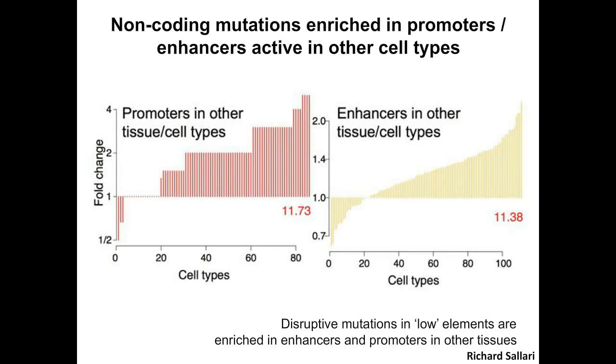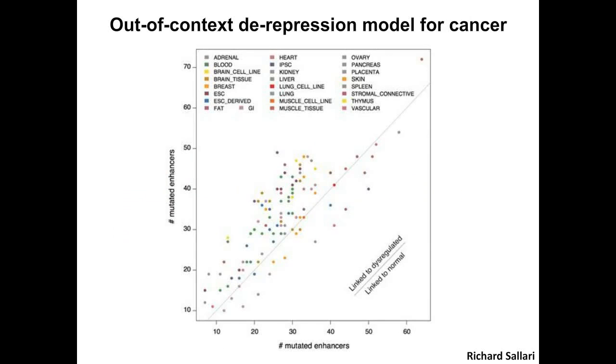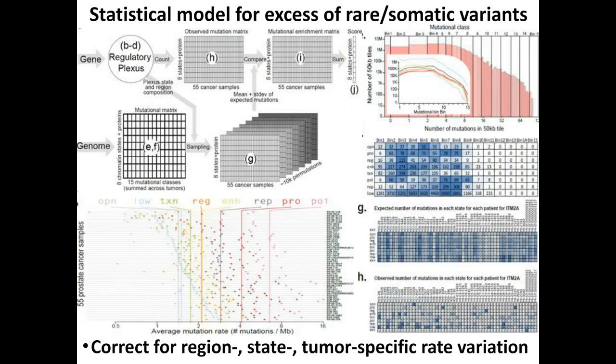And those variants are primarily sitting in enhancer regions, which are active in other tissues and cell types rather than specifically in the cancer in which these variants appear to be acting. And the reason is again a de-repression model for cancer, where regulatory elements are now utilized out of context, similar to the change that we saw in the FTO variant.